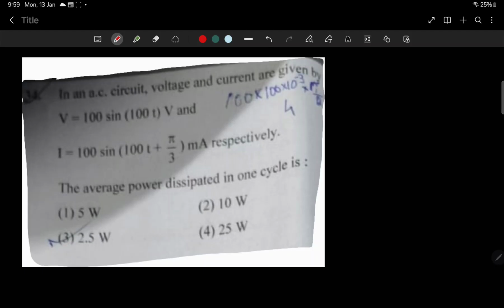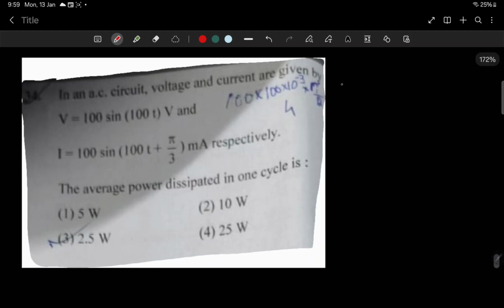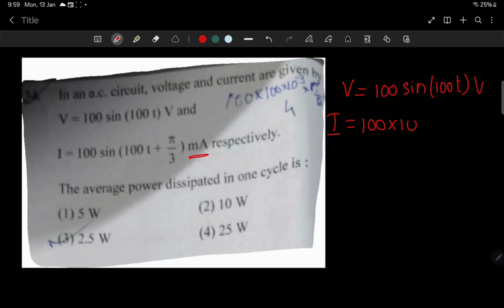So this is the next question. A question from alternating current chapter. Here voltage of the alternating current is given as V equal to 100 sin 100 t volts, and current is given as 100 into 10 raised to, it's milliampere, it is given here, milliampere, so we will convert it into ampere. That is 100 into 10 raised to minus 3 sin of 100 t plus pi by 3 ampere is the current.